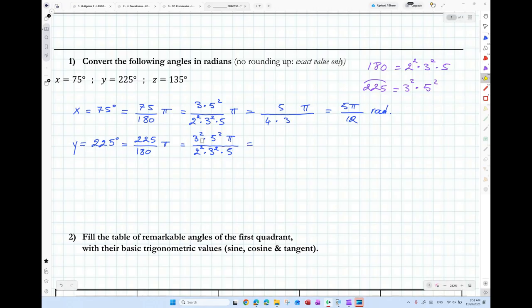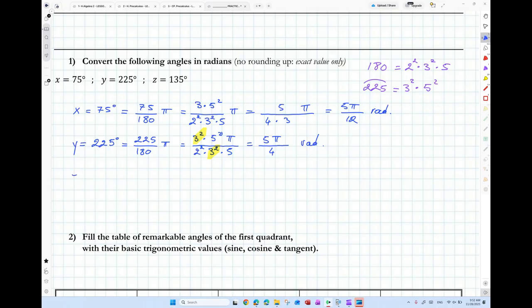The 3 squared cancel, and 5 squared divided by 5 is 5. So I have 5 pi on top divided by 2 squared, which is 4.